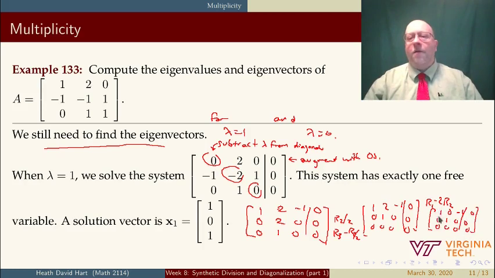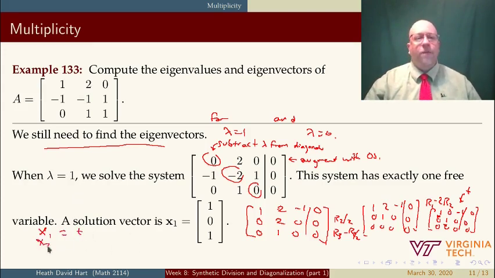I have a leading entry in column 1, a leading entry in column 2, but column 3 is free. And so my equations are x1 is equal to t, x2 is equal to 0, and then x3 is also equal to t. And so that's t times 1, 0, 1, and that's where we get our solution vector.